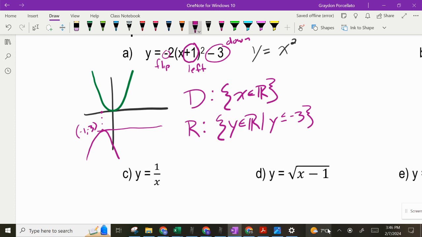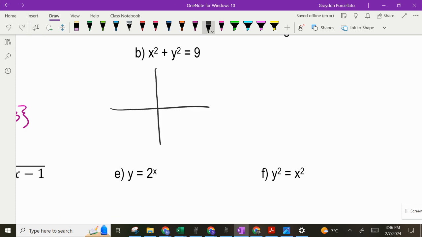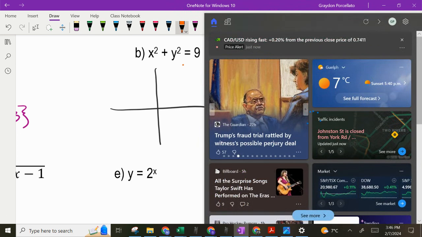Okay. Next one. This is a circle. And you may have looked at circles a little bit last year. I think you could toss this into Desmos if you're not sure what circles look like. But basically, what this one looks like.